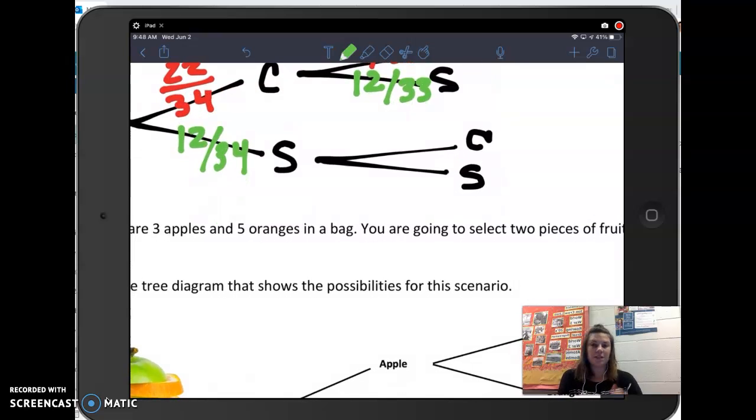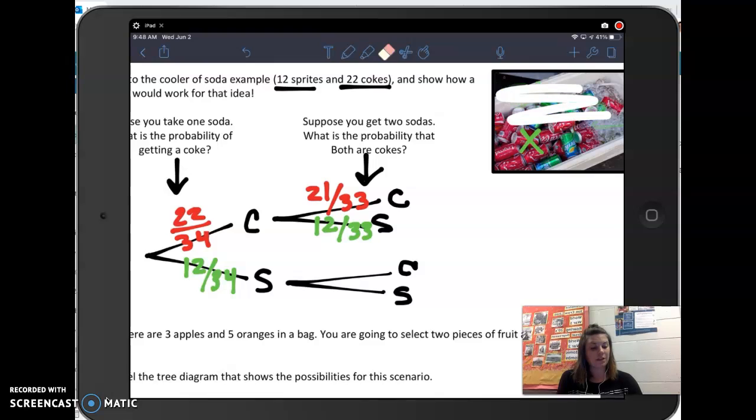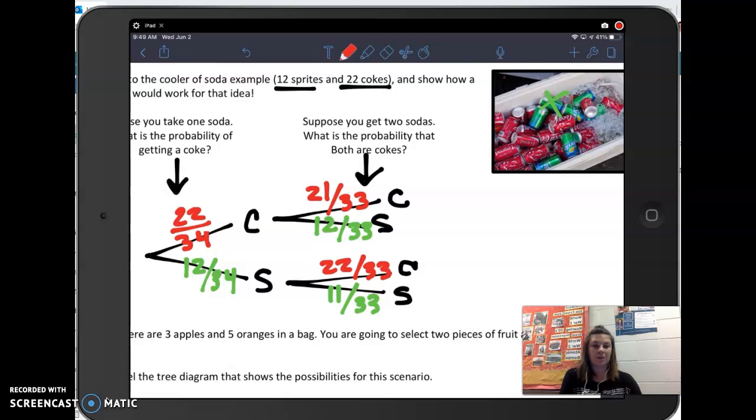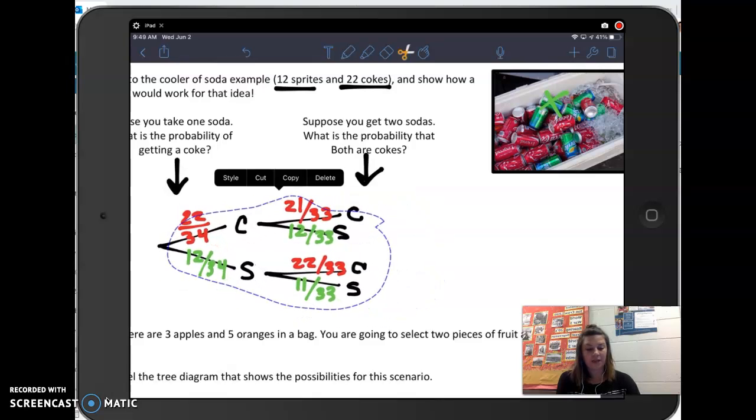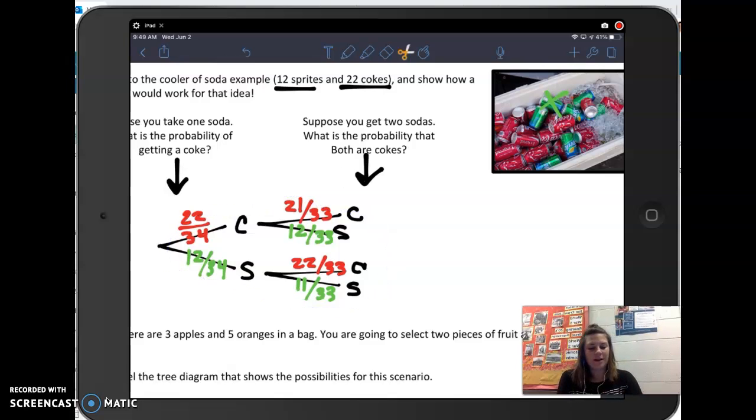So in the other options, you could take a Sprite out first. So now one of these Sprites in this cooler is gone. That means there are 11 Sprites left out of a total of 33 sodas. However, there are still 22 Cokes in this scenario because you took a Sprite out, not a Coke out, and there are still 33 total sodas. So, like you can see, it's a little bit more complicated than our previous examples because you're not just going to go down by 1 every time and keep going in that same pattern. However, there are some patterns that you can see. So let's get into it a little bit more.